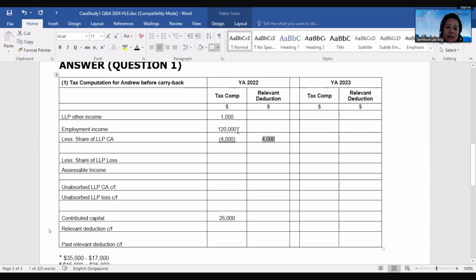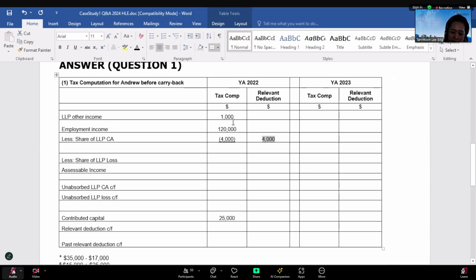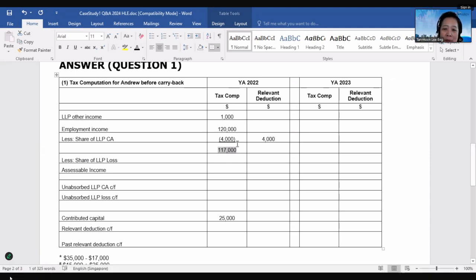Then 120,000 plus 1,000 minus 4,000. Somebody can tell me how much it is? 117,000. Yep, correct. So 117 is just simple calculation: 120 plus 1,000 minus 4,000.